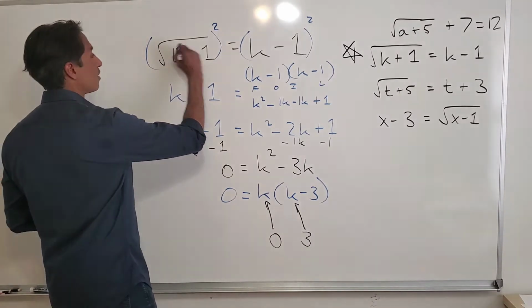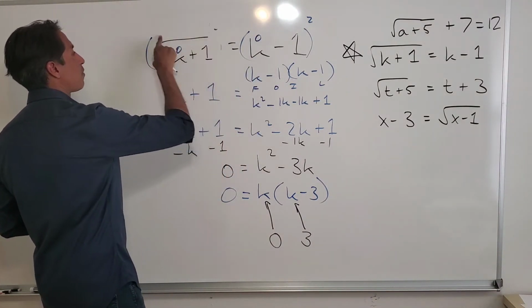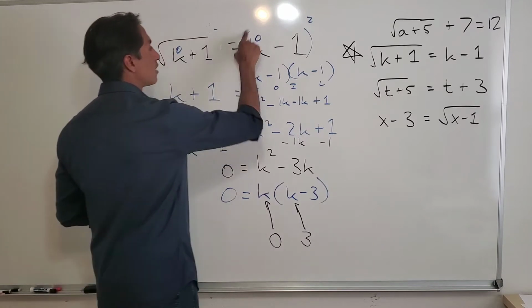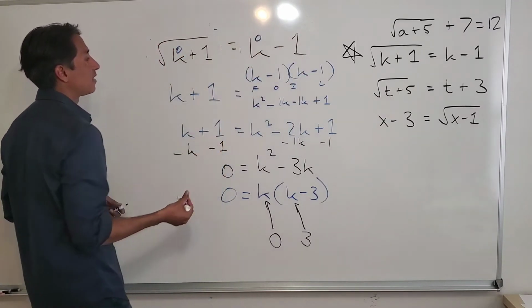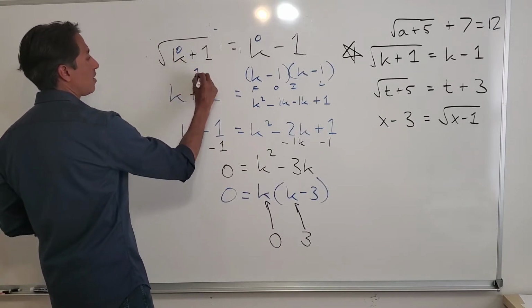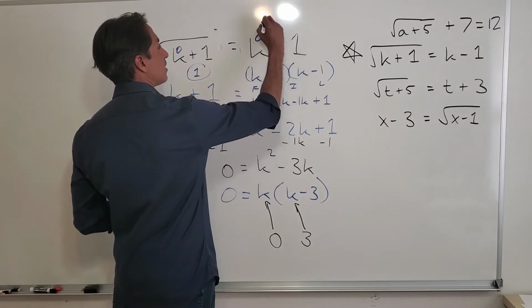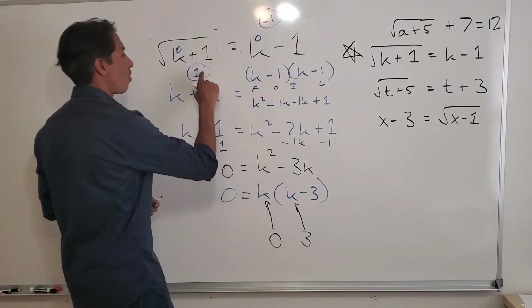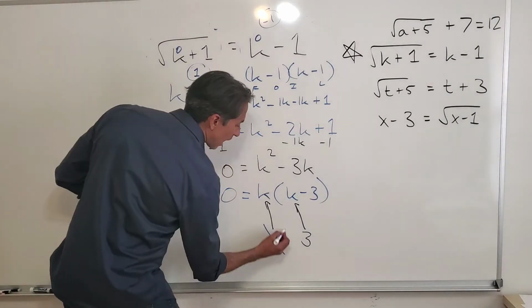I'm going to plug in 0 and see what I get. So, all this stuff is gone at this point because that's just my math. So you don't really need any of that. If you want to erase it, you can, or just kind of don't look at it. 0 plus 1 is 1. The square root of 1 is 1. 0 minus 1 is negative 1. So does 1 equal negative 1? No. So that answer is out.